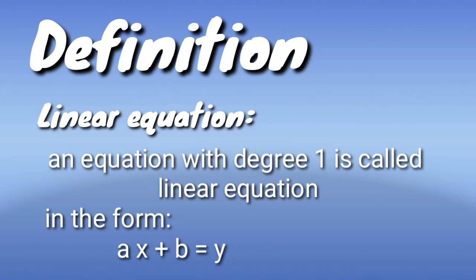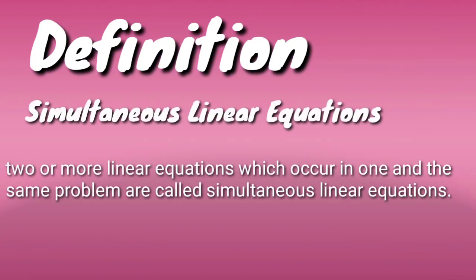Linear equation. An equation with degree 1 is called a linear equation. Simultaneous linear equations. Two or more linear equations which occur in one and the same problem are called simultaneous linear equations.